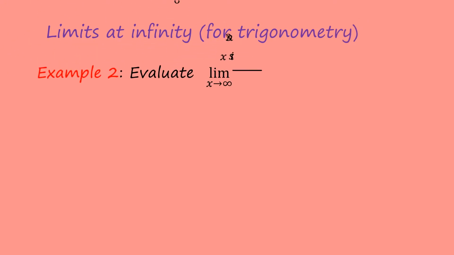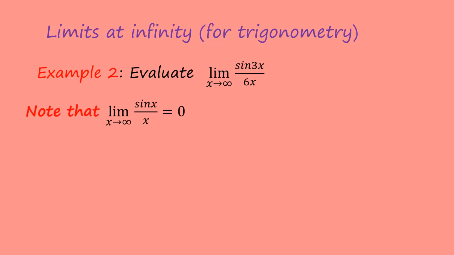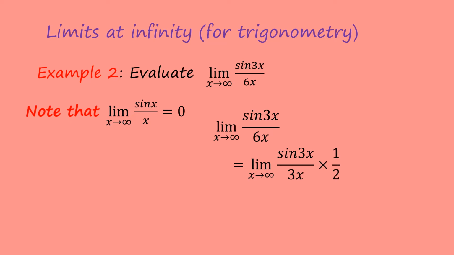Now, limit at infinity for trigonometry. Let us consider this example. We want to evaluate the limit as x tends to infinity of sine 3x over 6x. But there is a rule that says that the limit as x tends to infinity of sine x over x will give 0. We are going to apply this rule here. Now, what we have to do is factorize the denominator, the 6x, into 3x times 2 so that the numerator and the denominator will have the same number. So here we have sine 3x over 3x multiplied by 1 over 2.